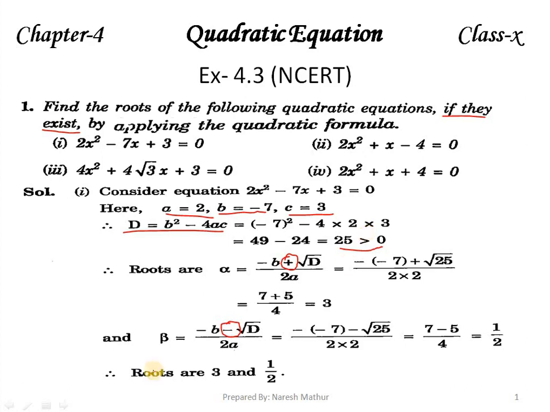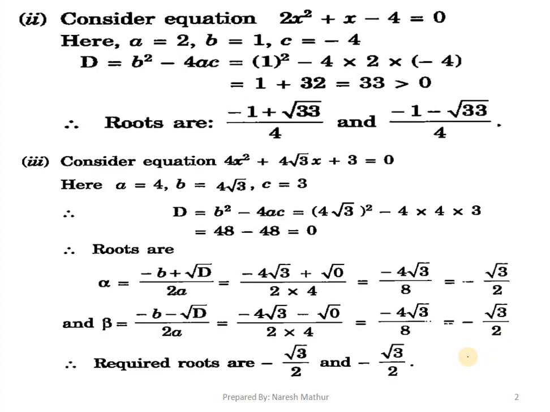Now we need to solve it. Just put the values of a, b, c. Minus b, that is minus of minus 7, plus root d, the d is 25, upon 2a. a is given as 2. Just solve it. 7 plus 5 by 4, we get 3. And here 7 minus 5 by 4, we get half. The roots are 3 and 1 by 2.